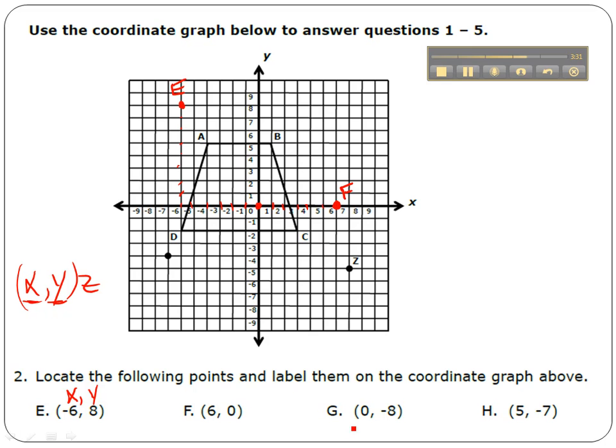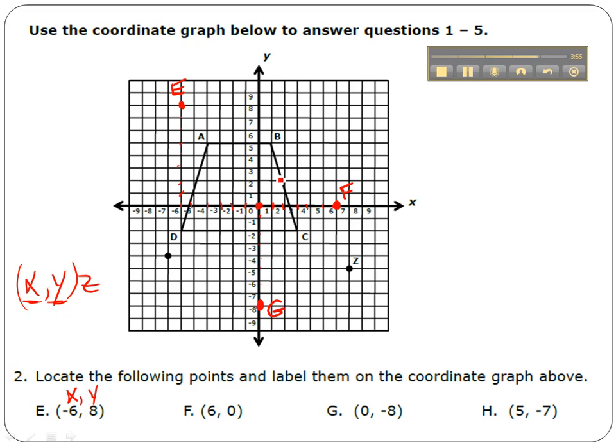Point G is 0, negative 8. Again, we start at the origin. The x-coordinate is 0. That means we don't need to go right or left at all. But our y-coordinate is negative 8, so we need to go down 8. 1, 2, 3, 4, 5, 6, 7, 8. So when your x-coordinate is 0, you're on the y-axis. That's point G.